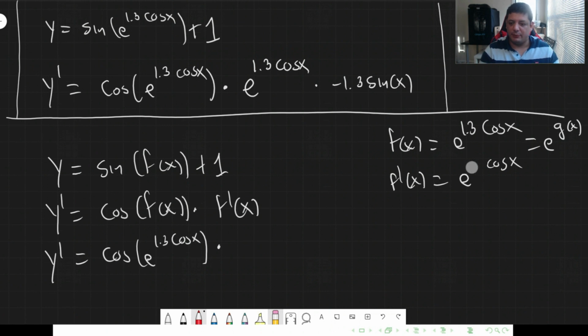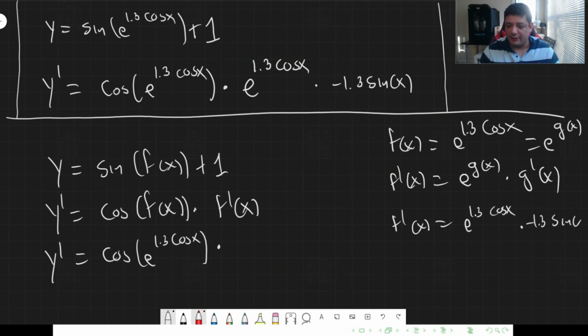If we want to generalize this even more, we can see it as e to the g of x times g prime of x, right? But then later, so who is g? Well, g is 1.3 cosine of x, and so that means that g prime has to be minus 1.3 sine of x. And then at this point, we return back here, and we plug in all the chain rules. So it pretty much depends on how you want to do this.